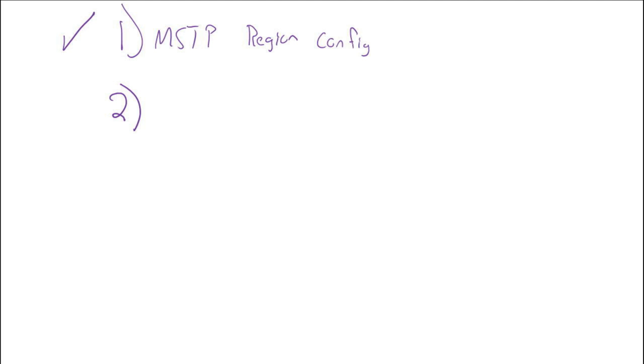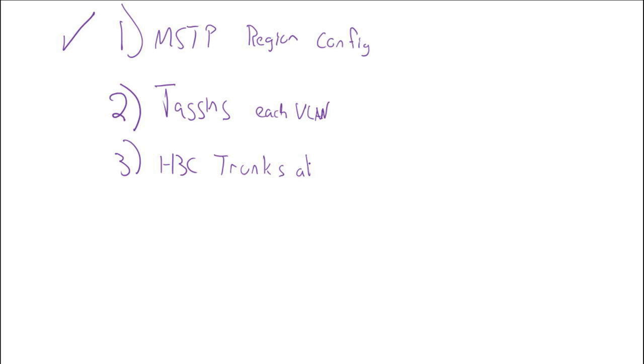The second thing that we had to look at was what was going on with tagging. On HP ProCurve, we've got to tag each VLAN. And the third thing that we learned was with H3C, a trunk link only allows VLAN 1. So 3 things to watch for when troubleshooting layer 2 issues on HP switches.